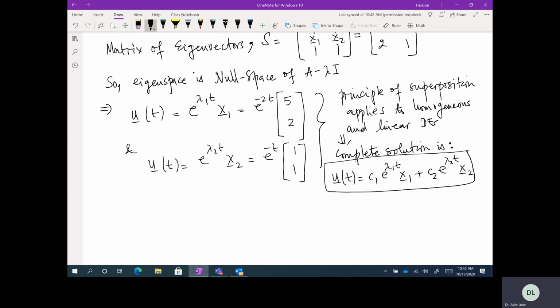This is the sum of these solutions. When the input is x1, this is the output. When the input is x2, this is the output. So obviously the sum is the sum of the two. And these lambda 1 and lambda 2 control the rate of growth or decay. Okay.